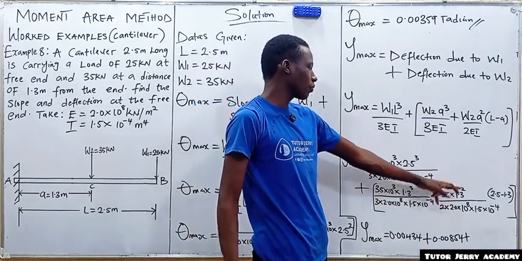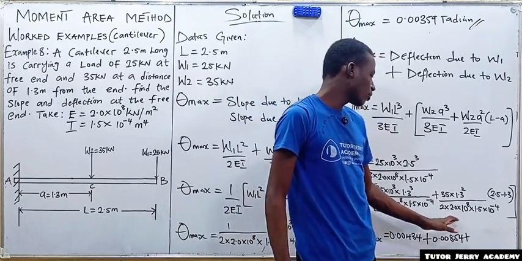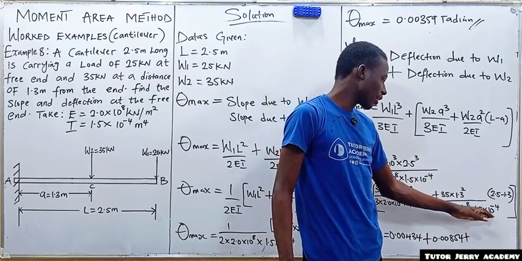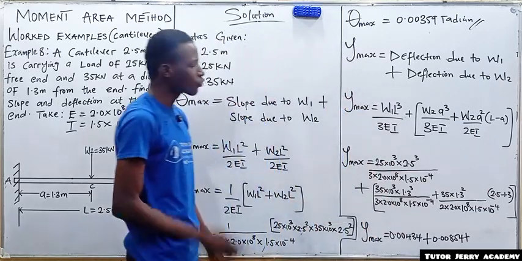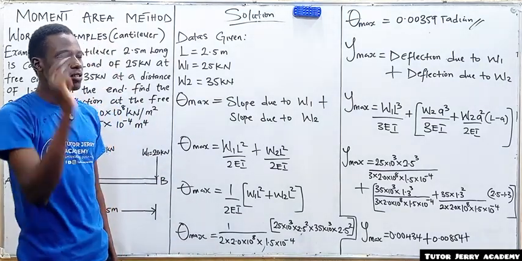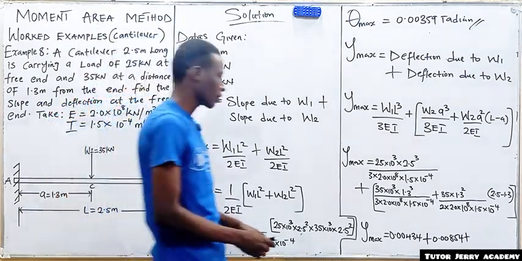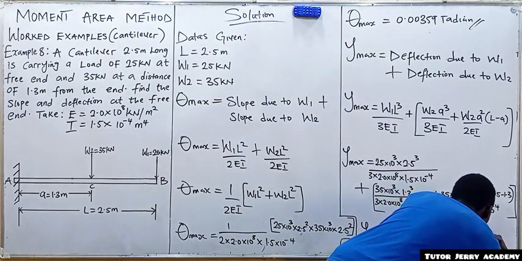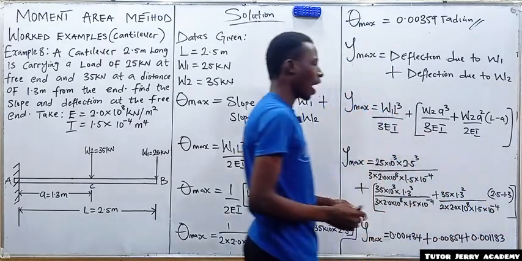Plus 35 times 1.3 to the power of 2 all over 2 times 2.0 times 10 to the power of 8 multiplied by 1.5 times 10 to the power of minus 4, multiplying the bracket of 2.5 minus 1.3. This is nothing but 0.001183. So these are our values.